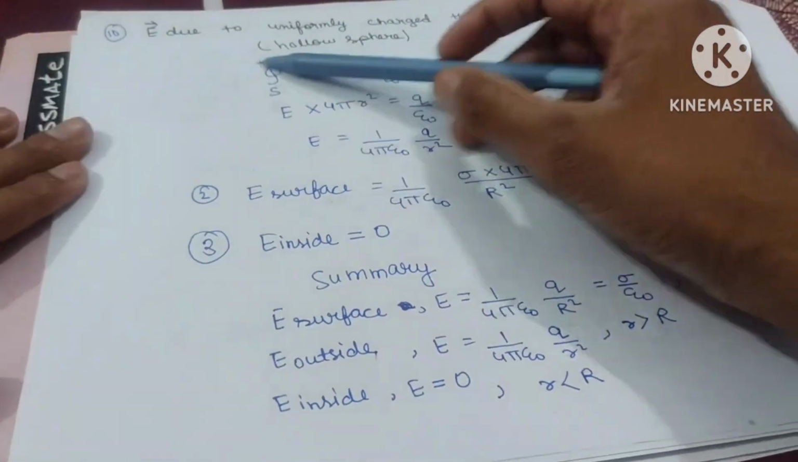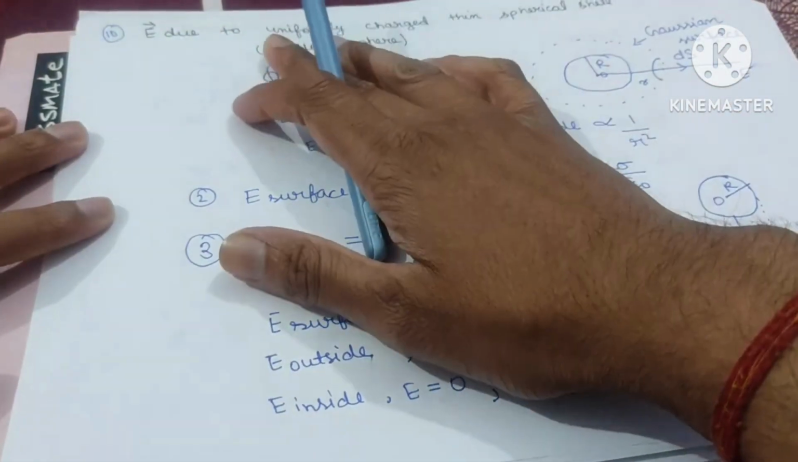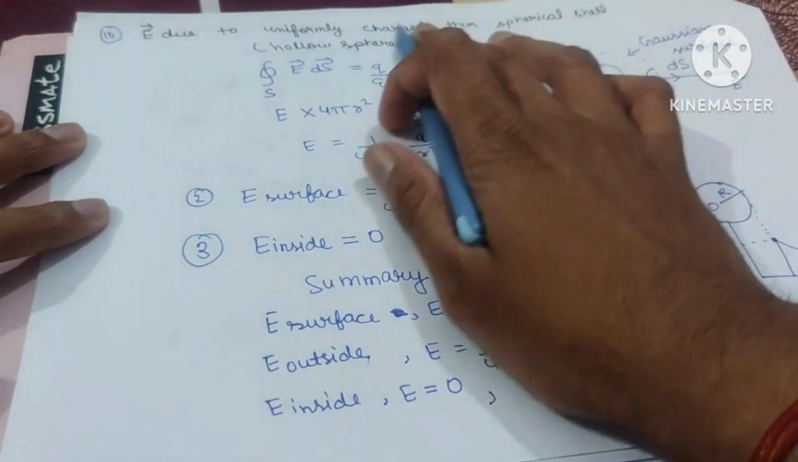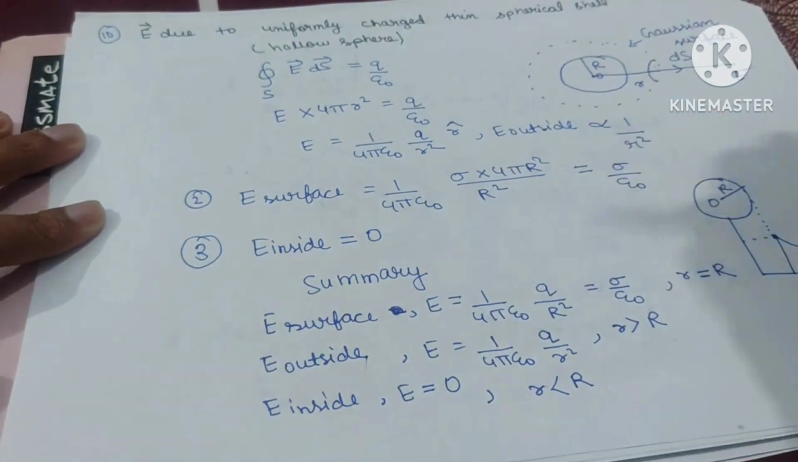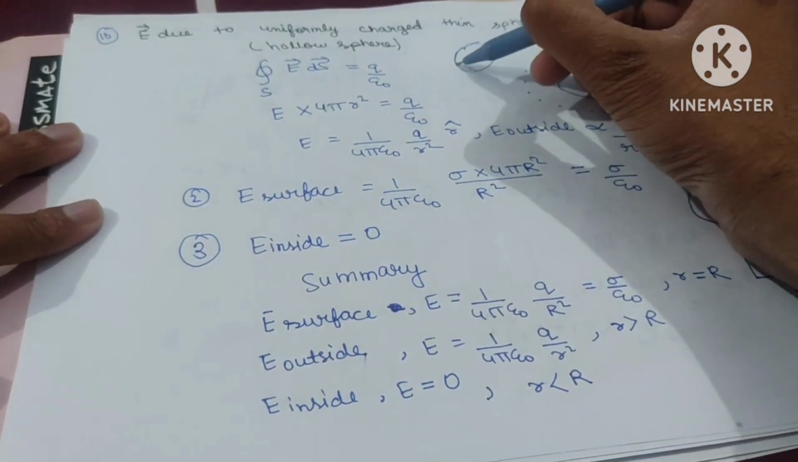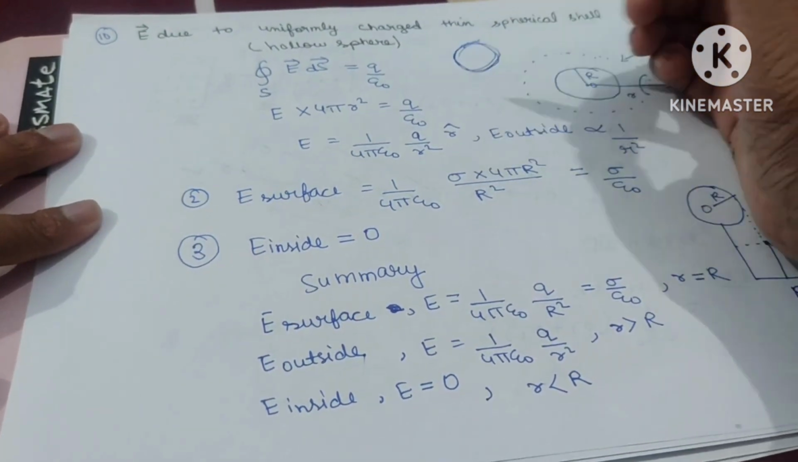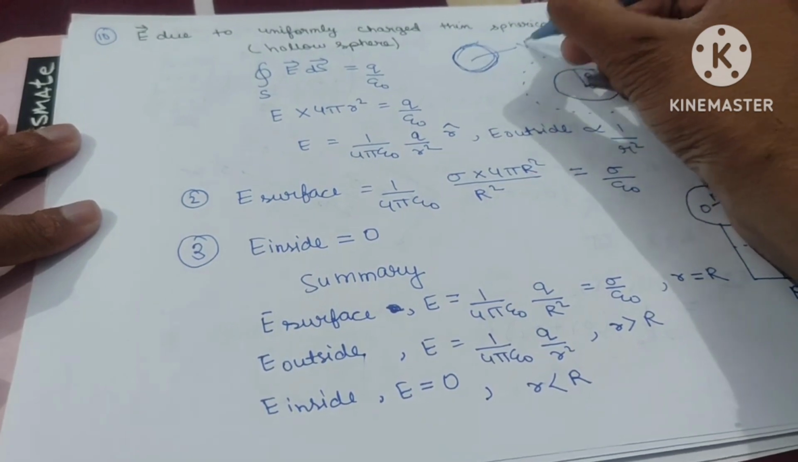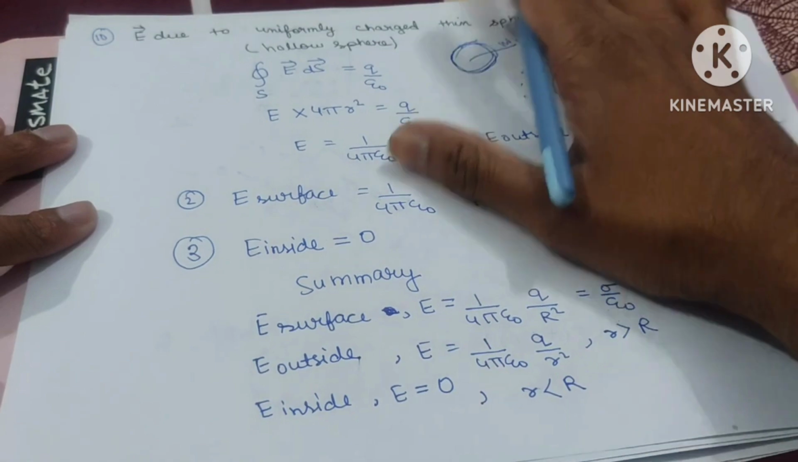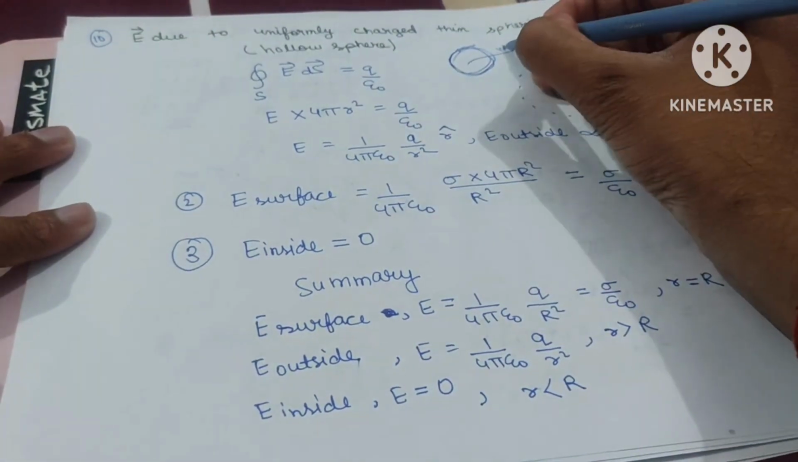Hello friends, today we'll know the concept of electric field due to a uniformly charged thin spherical shell. This is a hollow sphere. Okay, what does hollow mean? Like inside there is no volume. There is no volume inside the sphere, that means there is nothing inside the sphere.